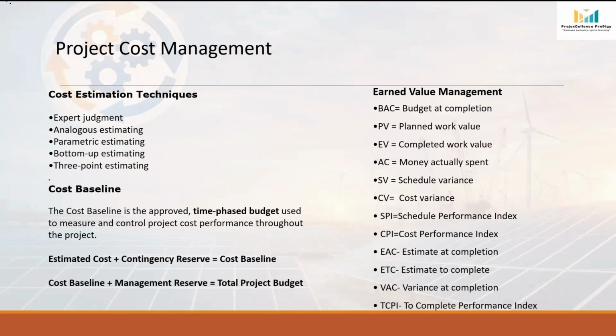Another confusing term here is time-phased budget. What does it mean? Many people think that once the cost baseline is approved at $76 million, the entire amount is available to spend immediately. That is not correct. A time-phased budget means the approved budget is distributed over the project timeline according to when the work is planned to happen.